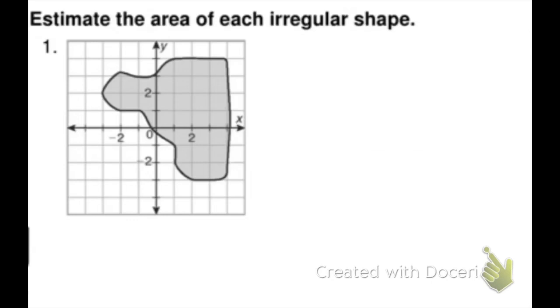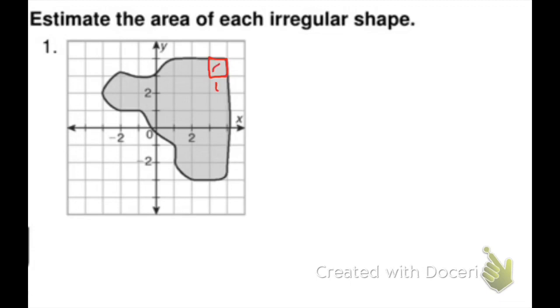Estimate the area of this irregular shape. Now this one, the easy way to do this, I would just suggest counting. So here, we're going to be looking at this shape here. Let's just go ahead and start counting. Estimated full squares. So that would be 1.